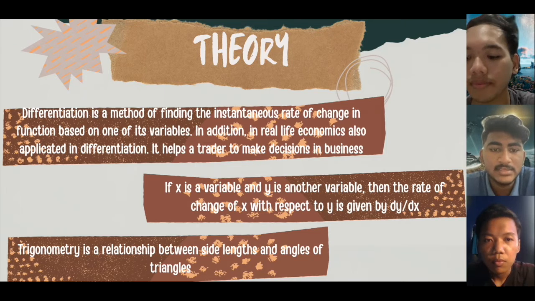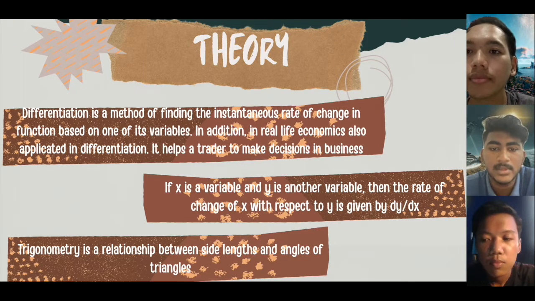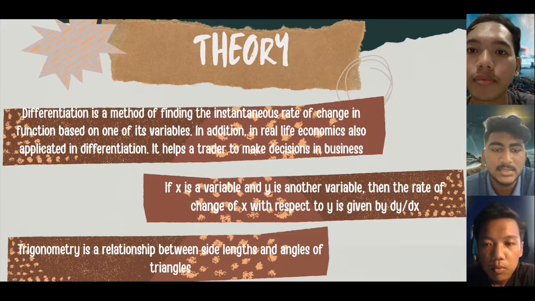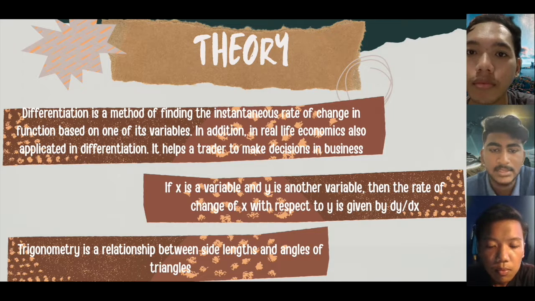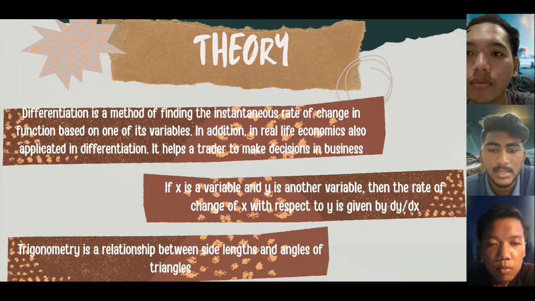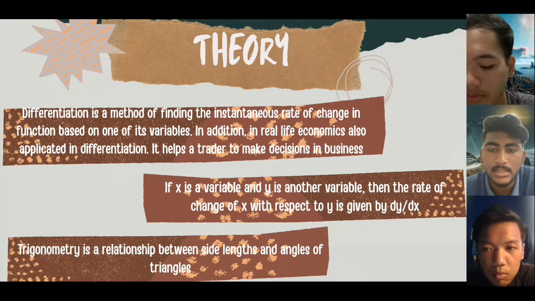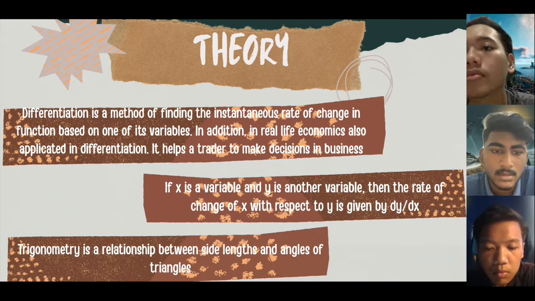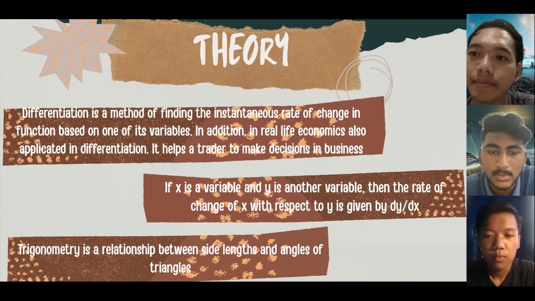Theory. Differentiation is a method of finding the instantaneous rate of change in a function based on one of its variables. In addition, it also has applications in real-life economics. It helps a trader to make decisions in business. If x is a variable and y is another variable, then the rate of change of y with respect to x is given by dy over dx. Trigonometry is a relationship between the sides, lengths, and angles of triangles.